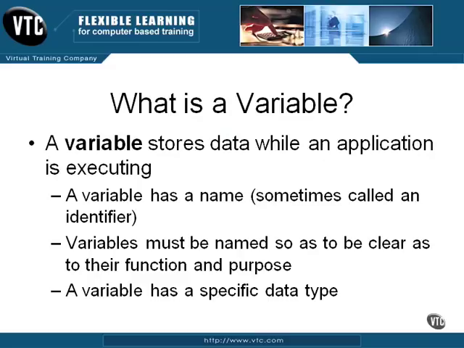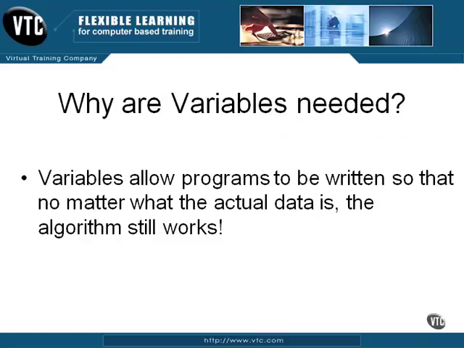Variables must be named so as to be clear as to their function and purpose. And a variable has a specific data type. Why do we need variables in programming? Well, variables allow programs to be written so that no matter what the actual data is, the algorithm or the solution still works.